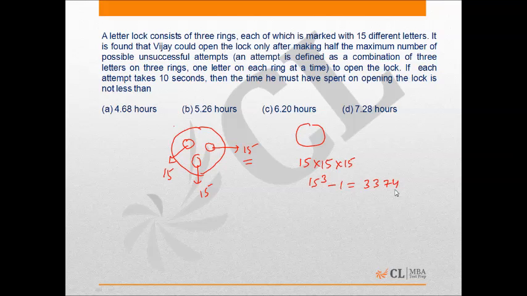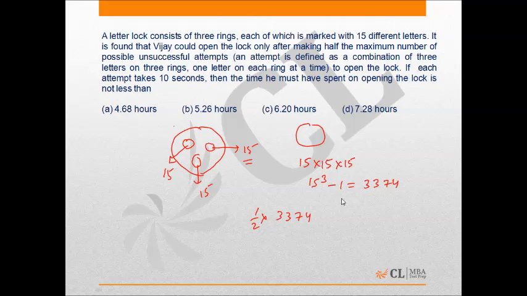As we know that the person succeeded in opening the lock after making half of the maximum number of possible unsuccessful attempts, so half of this will be 1 by 2, 3374. As we have to minimize the time, then we just need to consider the case when he made exactly half of the number of maximum possible unsuccessful attempts, and after that he got the lock opened.